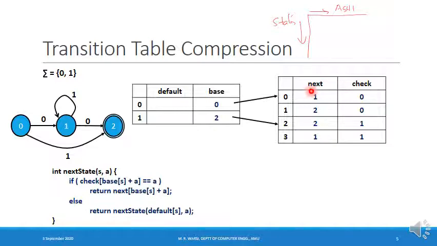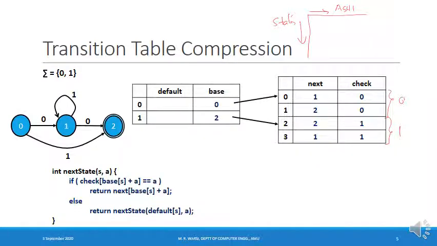Let us assume that this is the block of memory allocated for state number 0, and this is the block of memory allocated for state number 1. What is the purpose of each block of memory that is allocated to a state? The purpose is to store the transitions. The block of memory for state number 0 stores transitions from state number 0. The block of memory for state number 1 stores transitions from state number 1.